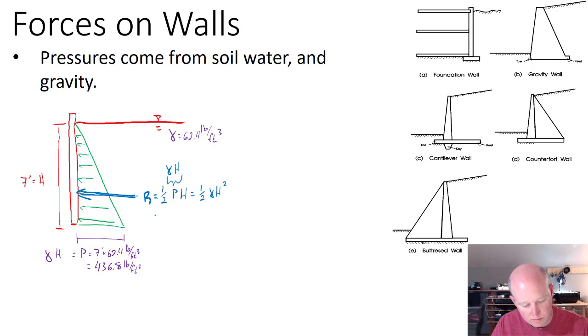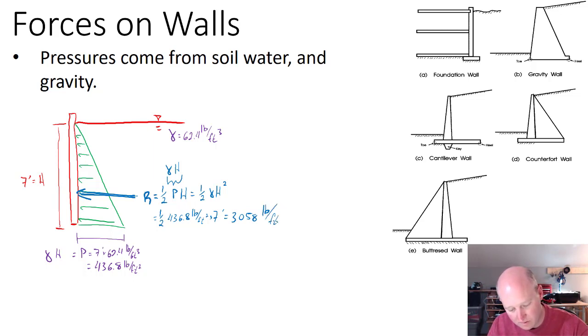But if we use the original way that I wrote it, then it would be 1/2 times 436.8 PSF times 7 feet, and that's 3,058 pounds per foot length of wall. So if we had a 10 foot length of wall, it would be 30,000, but we're just going to analyze this on a per unit length basis for all of the problems.